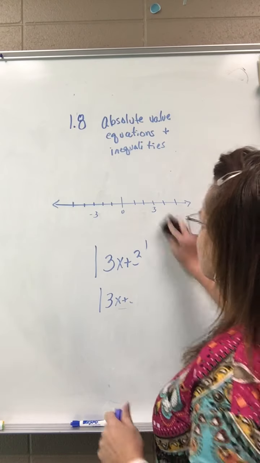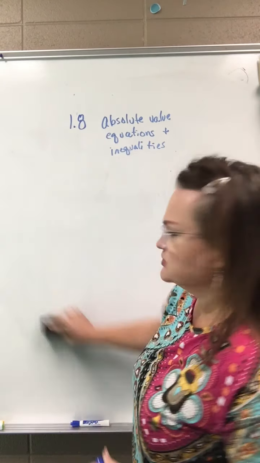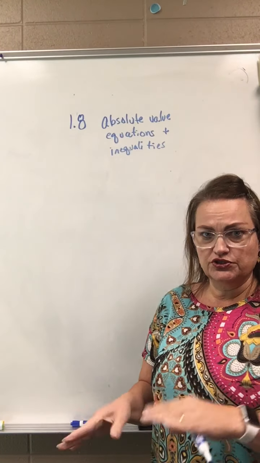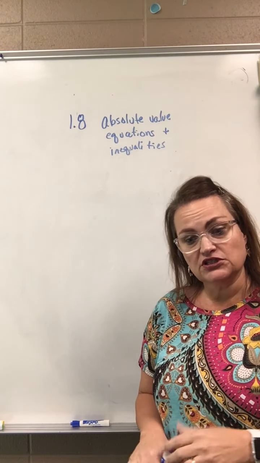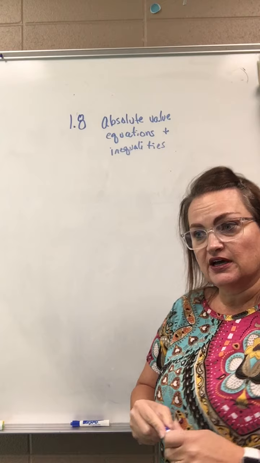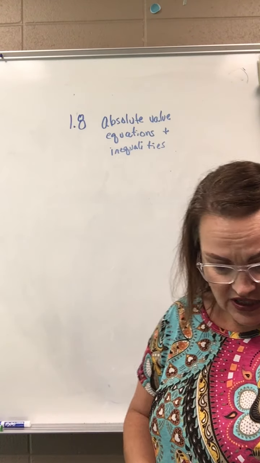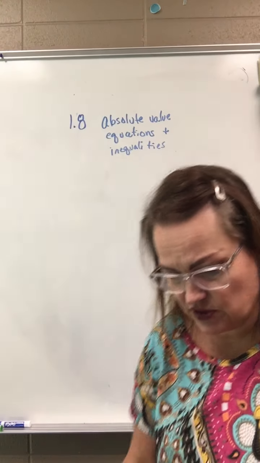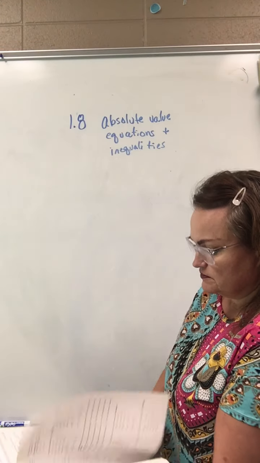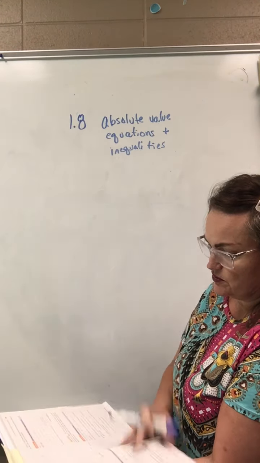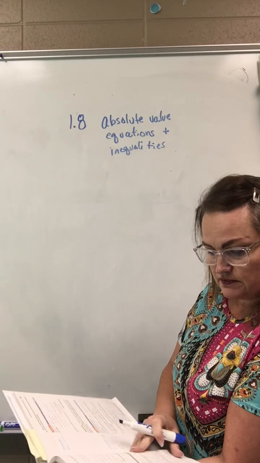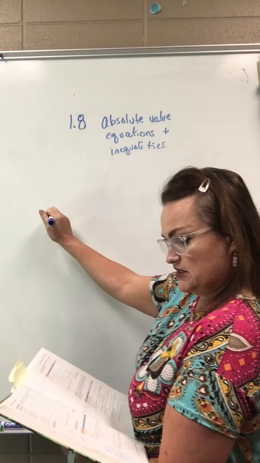All right, so that's all the things I can think of with absolute value equal to a number. Now we're going to talk about absolute values and inequalities when you've got the greater than, less than symbols. So back to your book. If you're following along in your book, we're moving to the next example, on page 164, example 2.